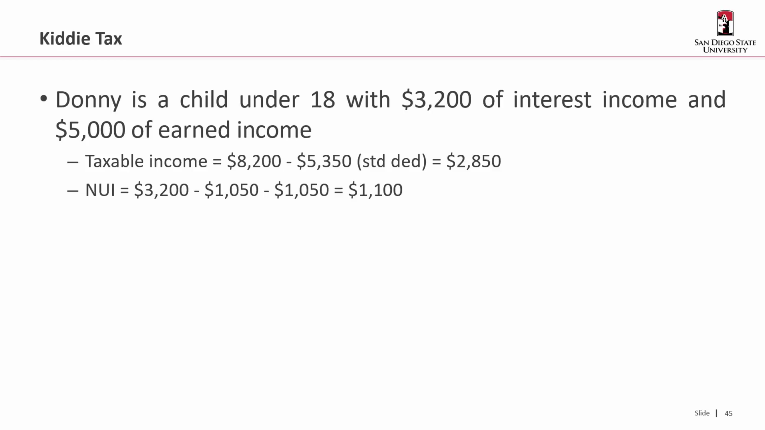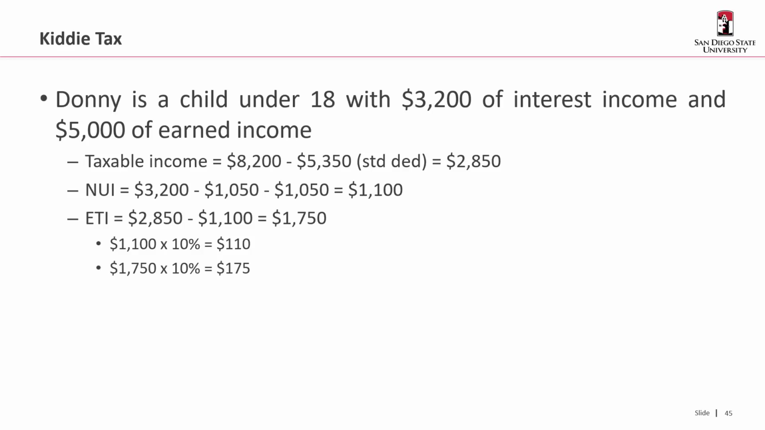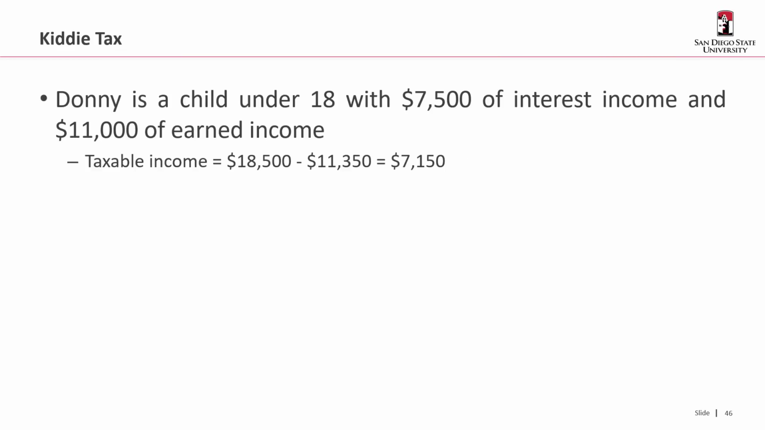So that means that the net unearned income is $3,200. That's the unearned income less the $1,050, less the $1,050, or $1,100. ETI is $2,850 less $1,100, or $1,750. And we can calculate the tax. So the NUI, subject to trust rates of 10%, and the ETI, subject to the single taxpayer rates, also still at 10% if you go to those two tables and look. So total tax, $285. Okay, one more go round.